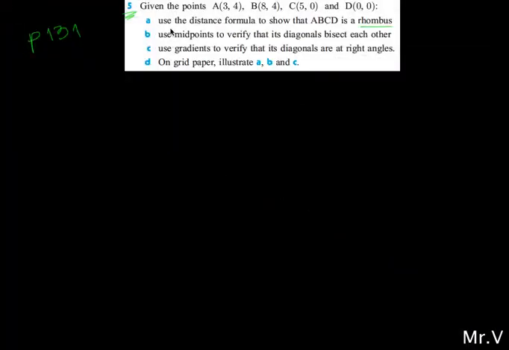So the first question says use the distance formula to show ABC is a rhombus. So why do I need to do this? Because we already know that all the sides need to be equal. So remembering the distance formula, I know d is equal. You know this by heart, but still I'm going to redo it.